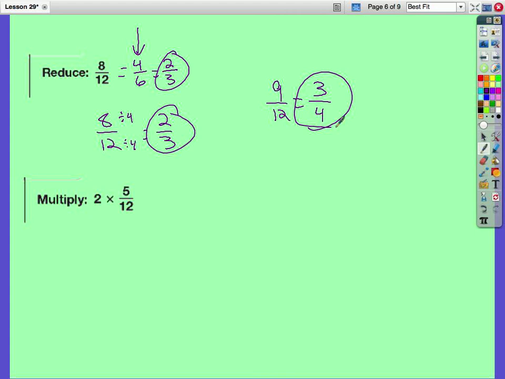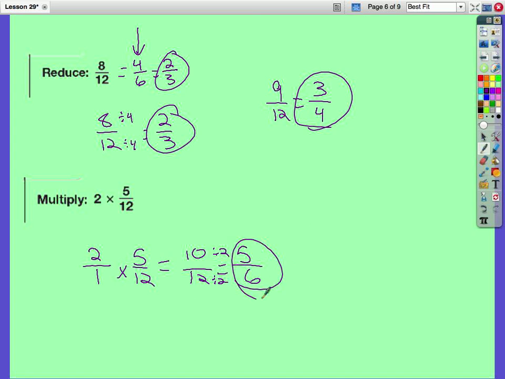Let's go to the next example. So we'll do 2/1 times 5/12. 2 times 5 is 10. 1 times 12 is 12. Okay, I see they're both even, so I know I can reduce. 10 can't go into 12. Well, I know the only factors of 10 are 1, 2, 5, and 10, and the only factor that works is 2. So we're going to divide both of these by 2. I'd get 5/6. I know that's reduced, because there's no factors that are common with 5 and 6.